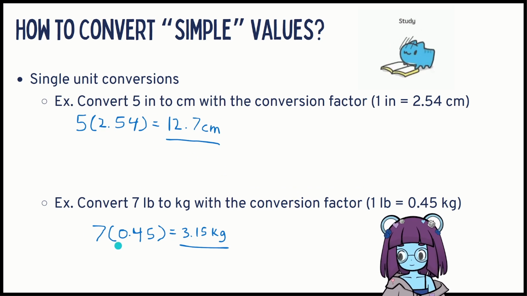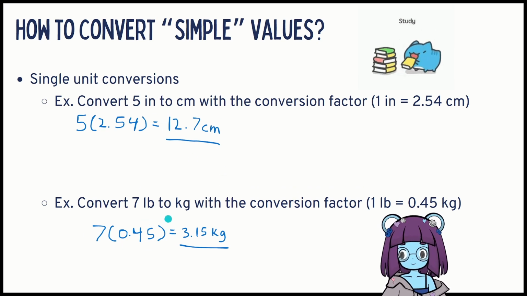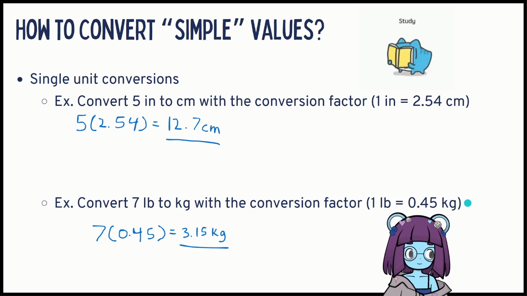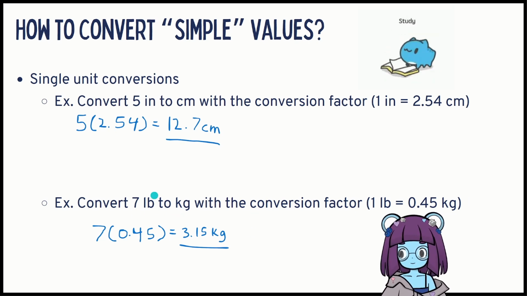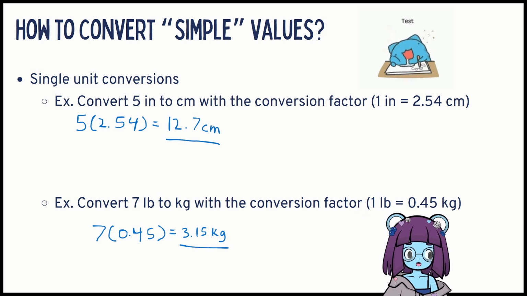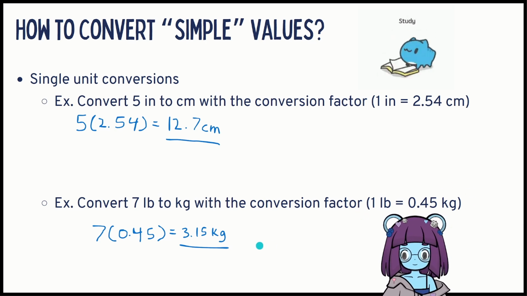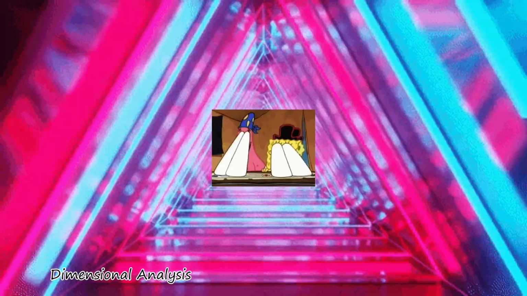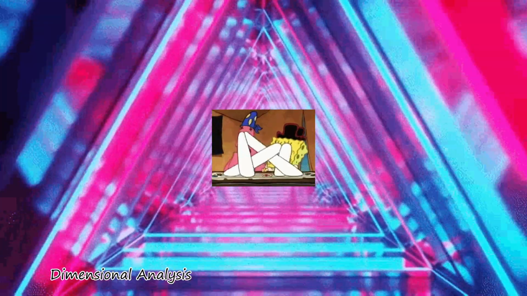Similarly, for example 2, you want to convert 7 pounds to kilograms with this conversion factor. Since you want 7 pounds, and this conversion factor gives you the equivalent value for 1 pound, you simply multiply it by 7 and you get this value. What is dimensional analysis?